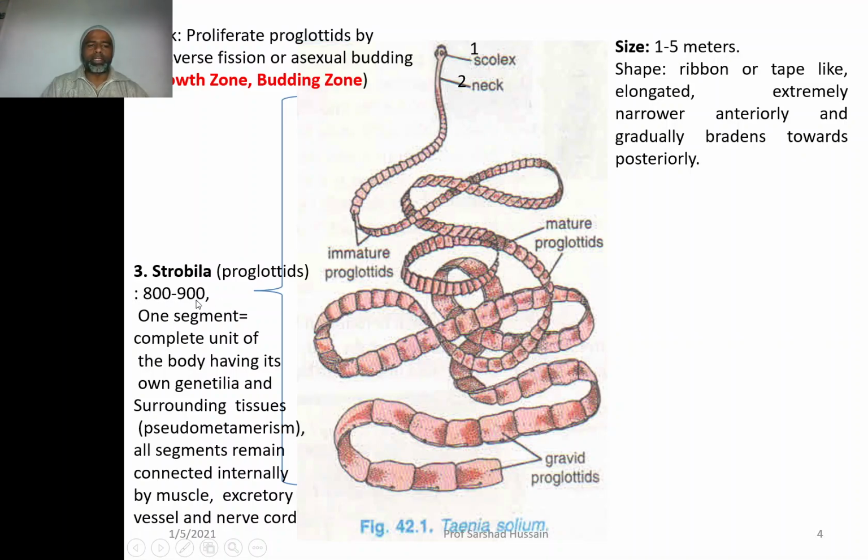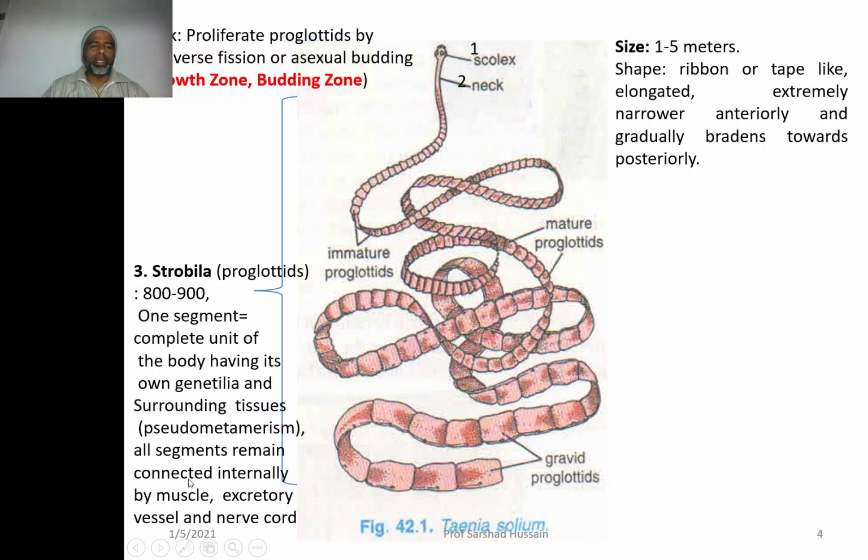A proglottid is basically one segment, and each segment is a complete unit. Every segment has a reproductive system of its own. So it's a complete unit of the body having genitalia and surrounding tissue. But this segmentation is pseudometamerism, as I have already told you.